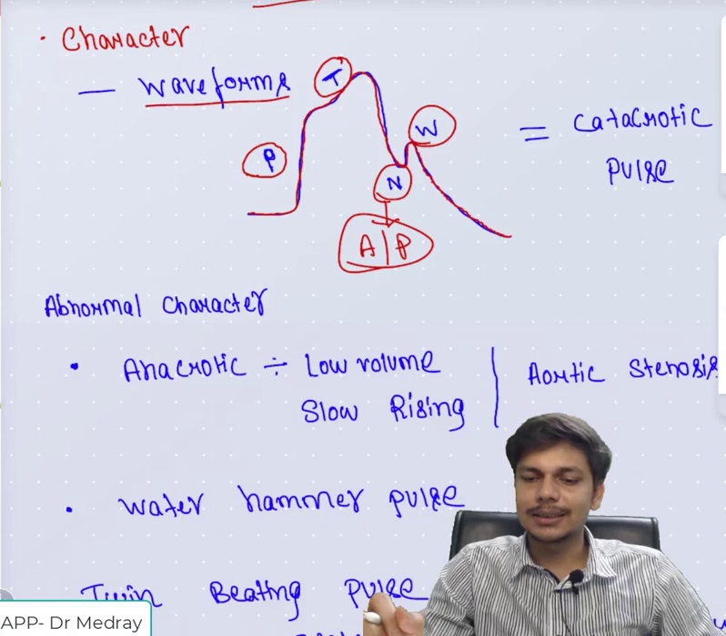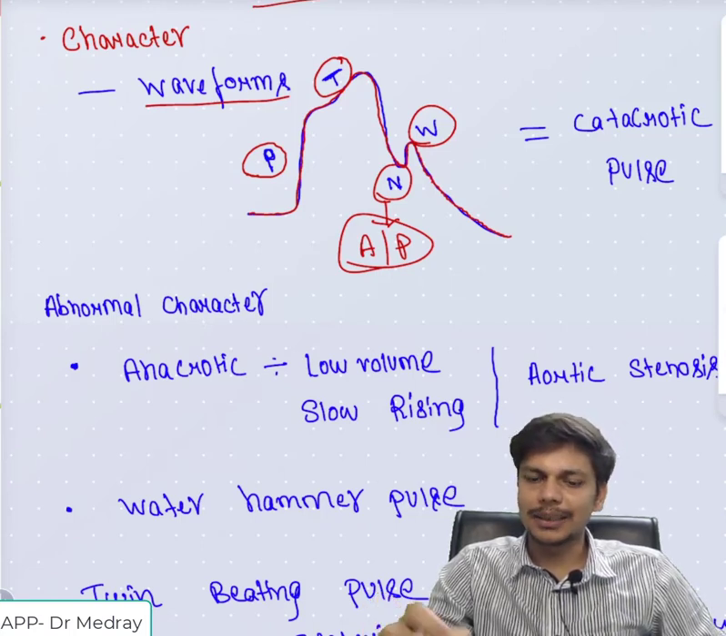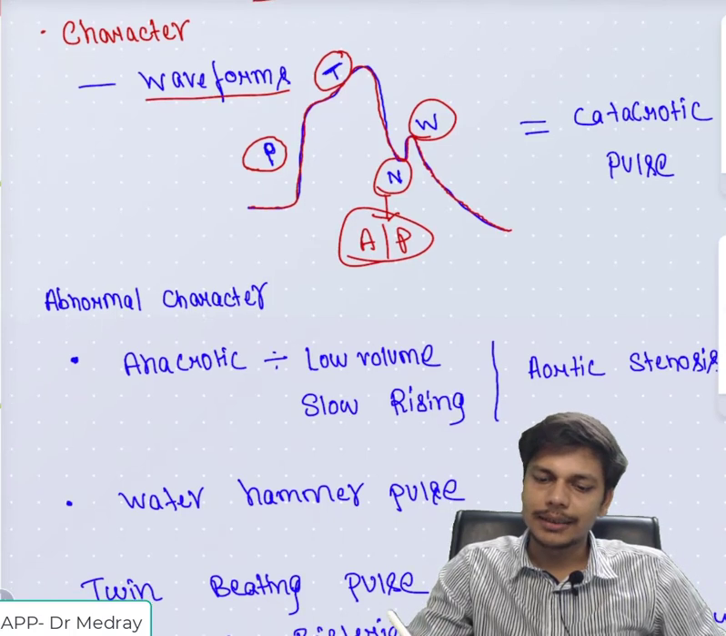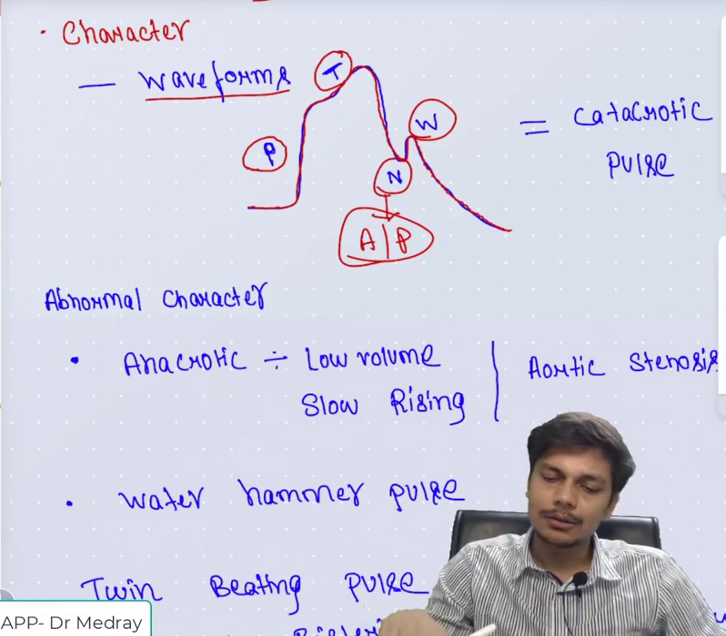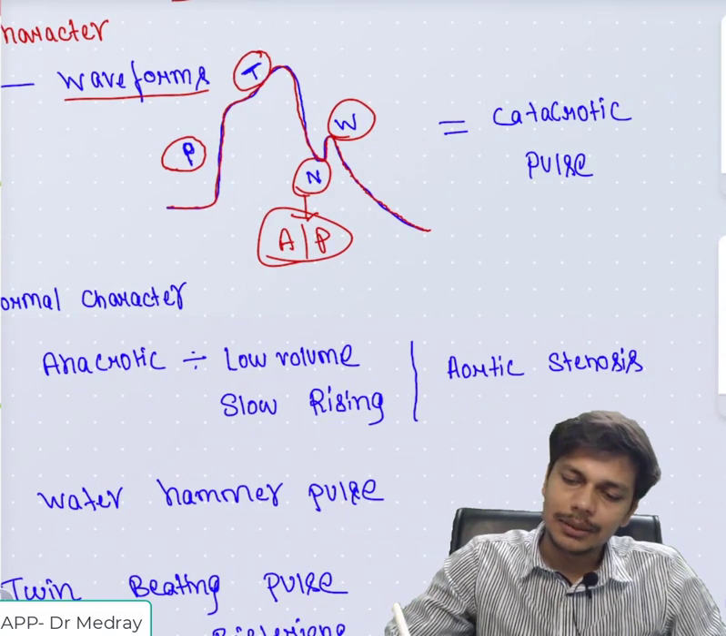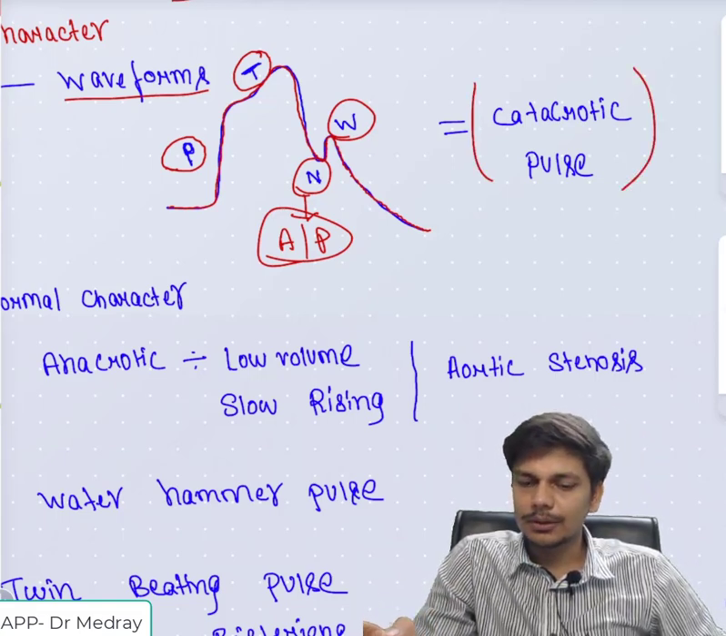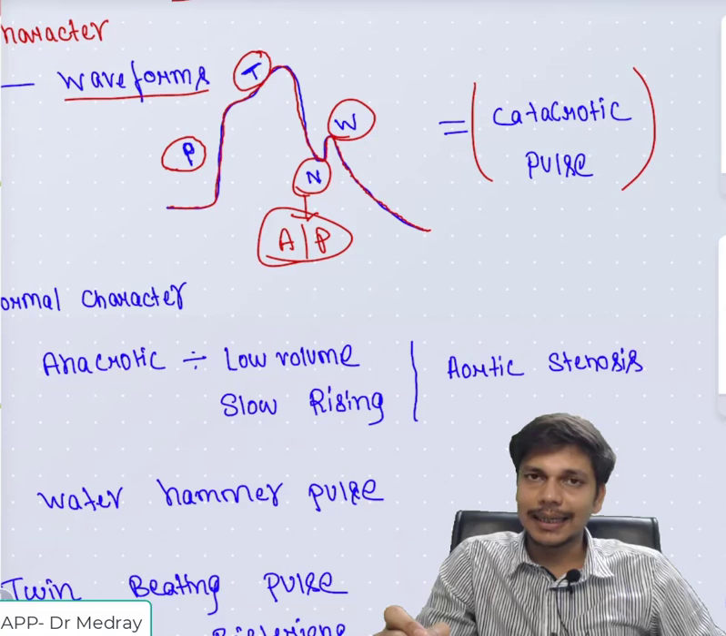Not much discussion is required for this waveform of the pulse. So normally there are the percussion wave, tidal wave, dicrotic wave, and dicrotic notch. We have learned why these waveforms are being produced, just theoretically. This normal waveform of the pulse is defined as the catacrotic pulse. So this normal wave, with percussion wave, tidal wave, dicrotic notch and dicrotic wave, is defined as the catacrotic pulse.